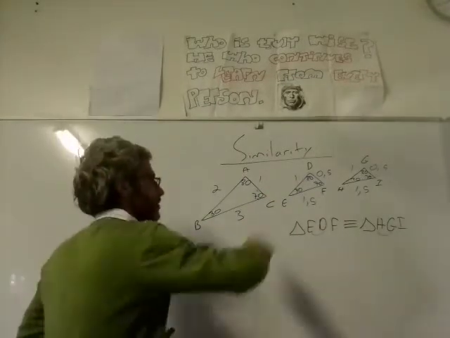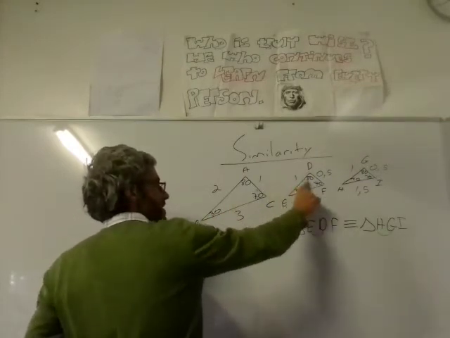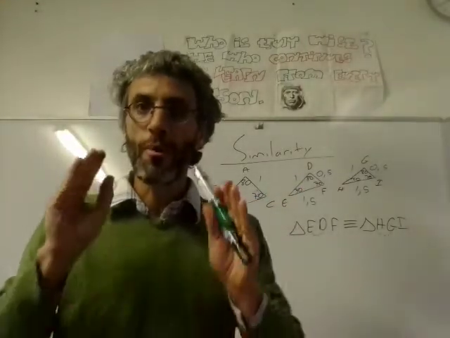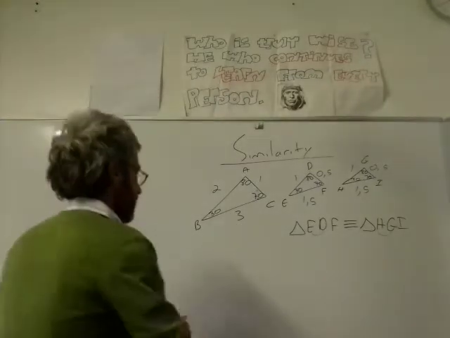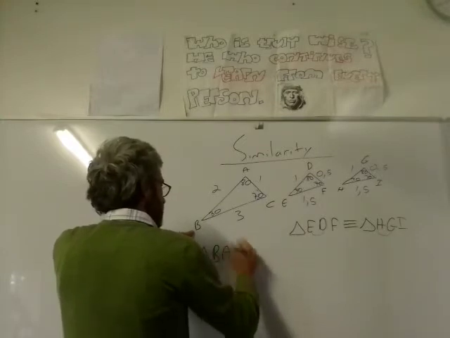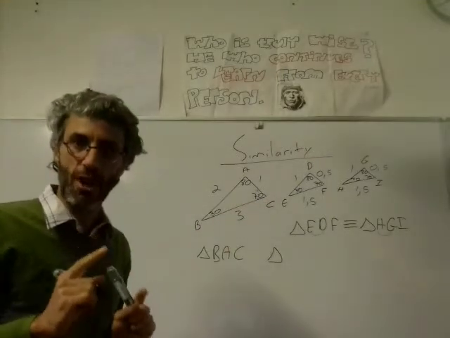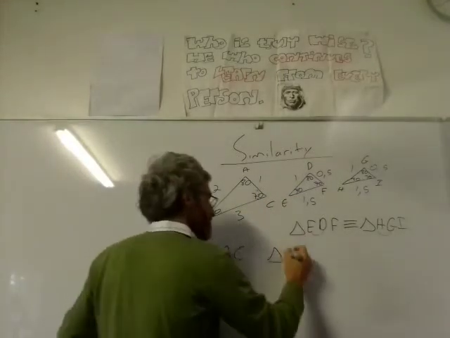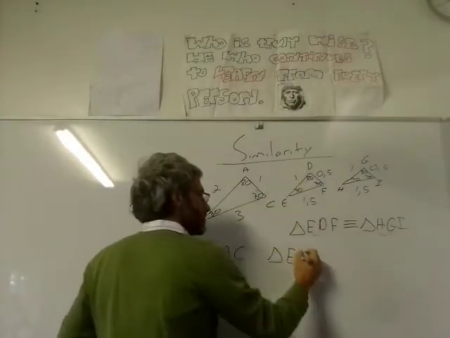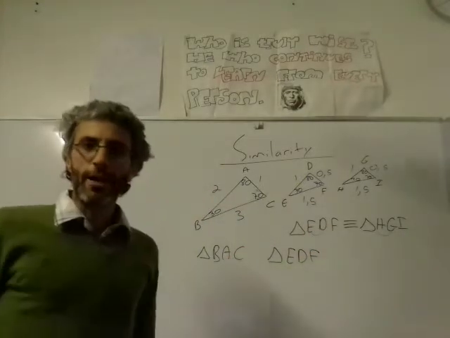I look at the angles. Check this out. If this is 30, this is also 30. This is 80, this is 80. This is 70, this is 70. So they're not congruent, but they are similar. Let's write that down. So triangle BAC is similar to triangle, and again I've got to write down the right order, because angle B is equal to angle E, so I'm going to start with E. Angle A is equal to angle D. And then the last one, EDF.